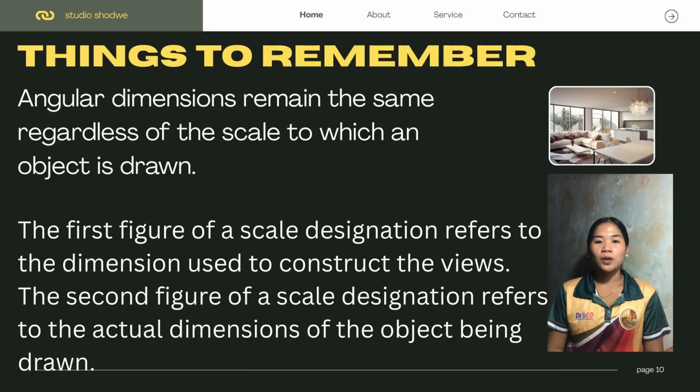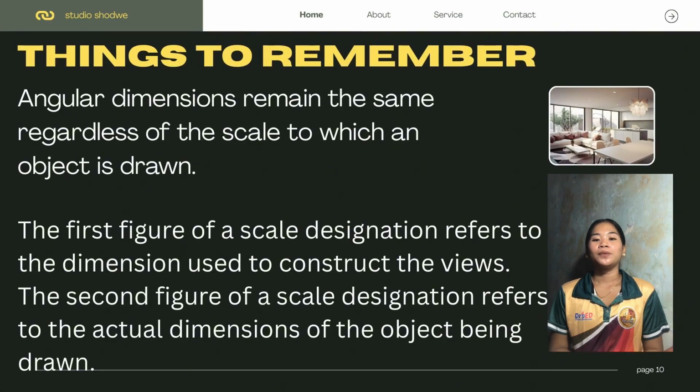So, angles do not change in scale. If you scale a drawing bigger or smaller, the angles stay the same. Then next is the first figure of a scale designation refers to the dimension used to construct the views. The second figure of a scale designation refers to the actual dimensions of the object being drawn.